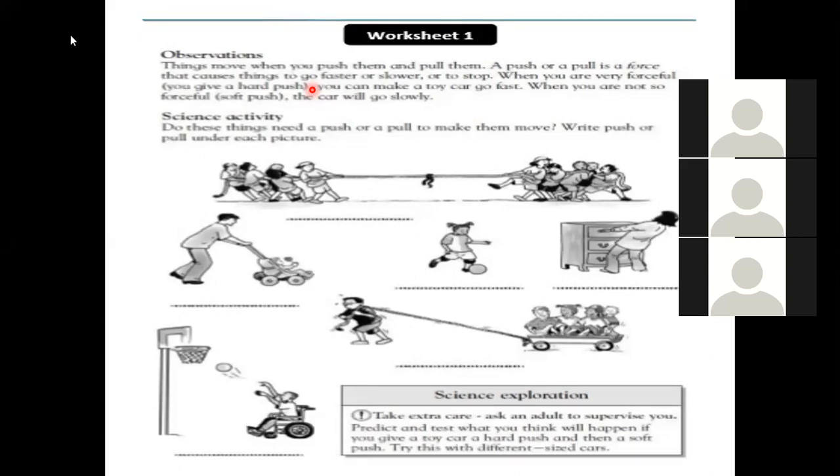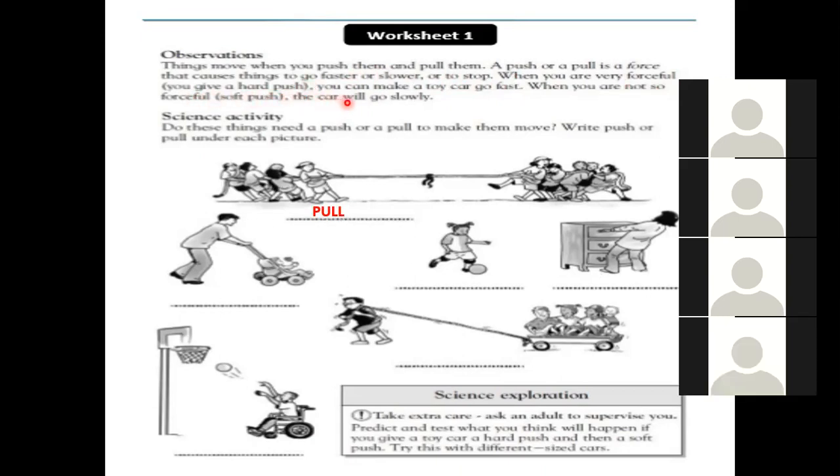Now, do these things need a push or a pull to make them move? Write push or pull under each picture. Okay, so the first picture, Dana, I want you to answer. What do you think? This is a pull or a push? Pull. Yeah, it's a pull, exactly. So they're playing tug of war, and it's a pull.